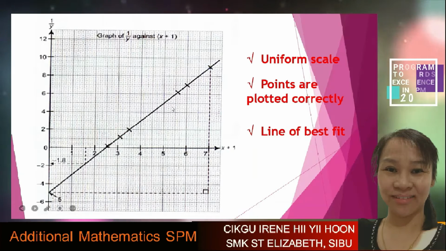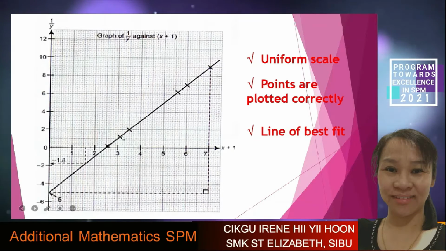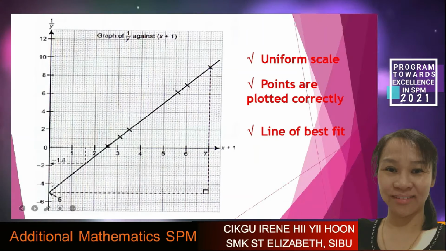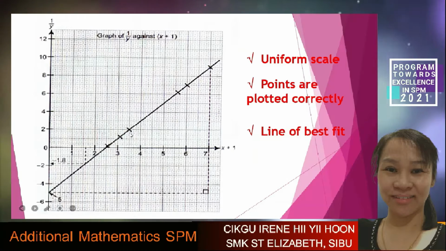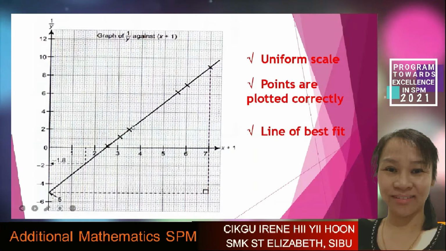In this version, the line of best fit can pass through all the points, and there is not even one point that the line does not pass through.